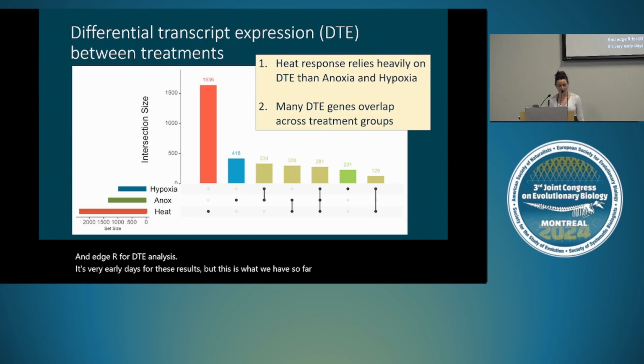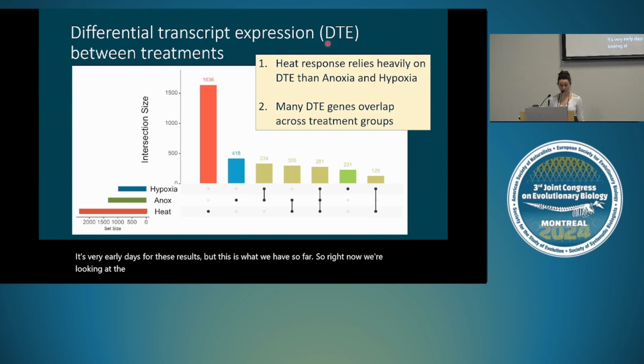So right now we're looking at the differential transcript expression, or DTE again, between treatments, and I want you guys to focus on this red bar right here. This is the amount of genes where at least one gene has a differentially expressed transcript. And so what's notable here is that heat appears to rely heavily on DTE, more so than anoxia in blue and hypoxia in green. And also very cool is that many of the DTE genes overlap across treatment groups.